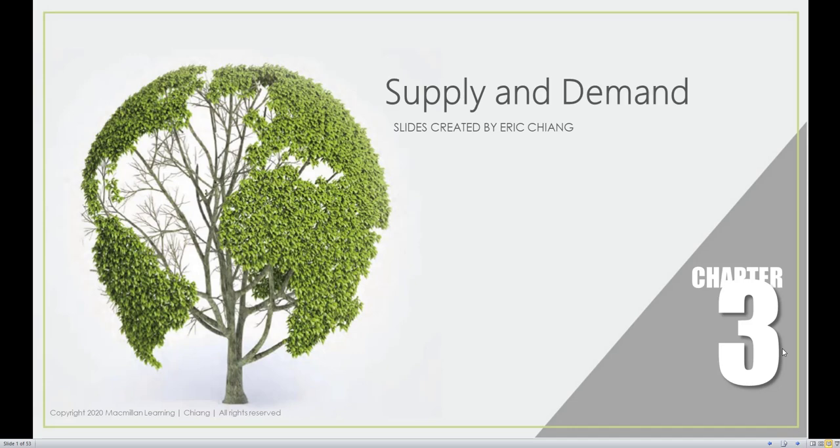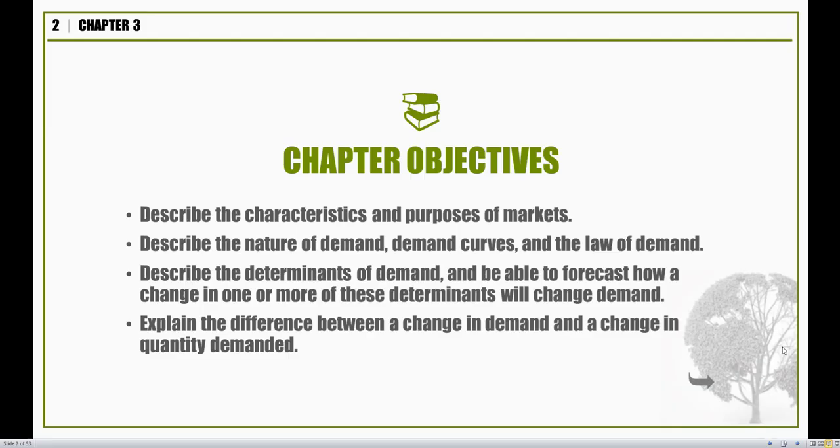The chapter is sort of divided up into two different parts. We take a look at the demand side of the market, and we also take a look at the supply side of the market. We start off pretty generally just by taking a look at markets themselves. What are a few examples of markets? What do markets entail? And then we get straight into the demand side of the market.